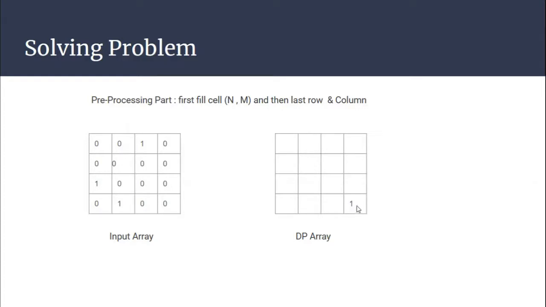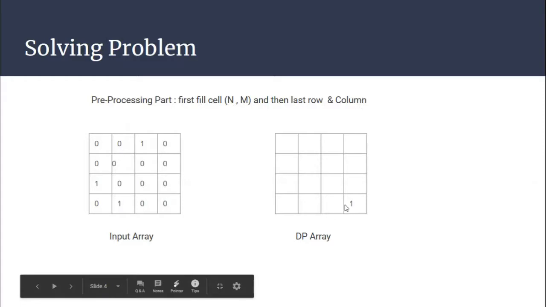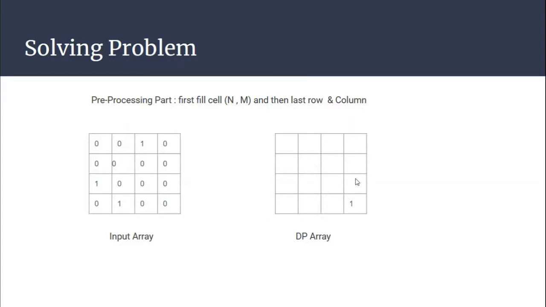Now after we have filled the last cell of the DP array, we'll be filling the rows and columns. So let's start filling from the rows. First of all, we'll be filling this last row starting from right to left. So I'll be filling this first. To fill the DP array in this cell, first of all we will check in the input array whether this cell contains an obstacle or not. If this cell contains an obstacle, there is no way you can reach terminating point starting from this point, so there will be no path.